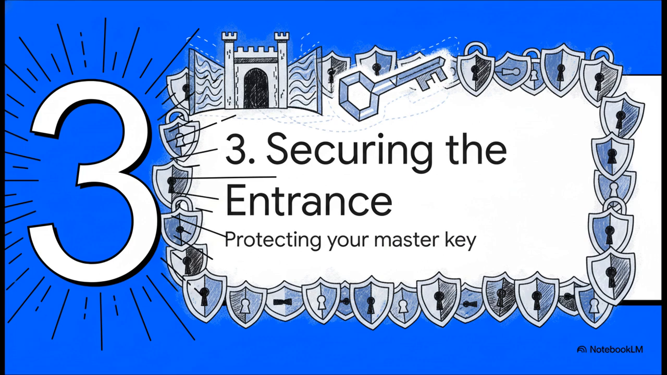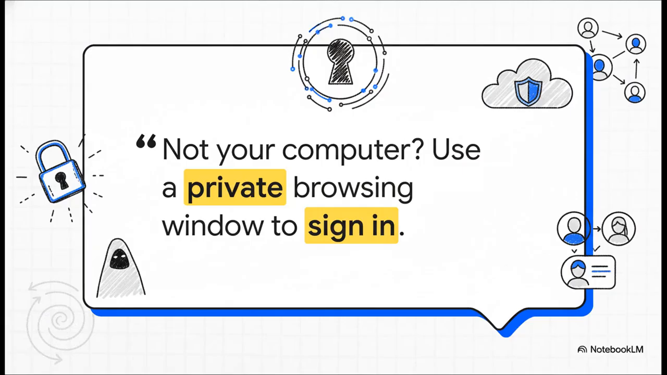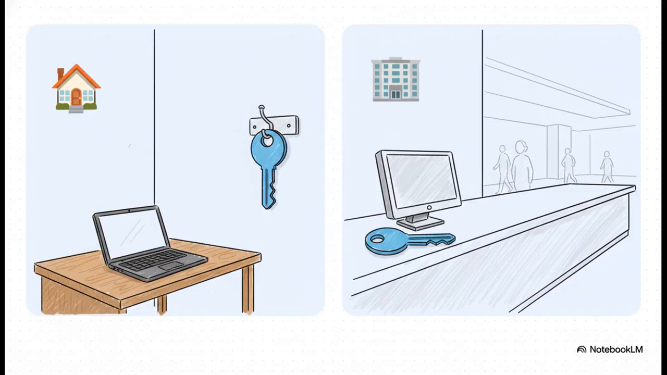Let's look at how we protect this master key, using the clues that are hiding in plain sight right there on the login page itself. Google gives us a very explicit warning right there below the sign-in box. It says, "Not your computer? Use a private browsing window to sign in." Now, this isn't just some friendly suggestion. It's a critical piece of security advice. So why is this such a big deal?